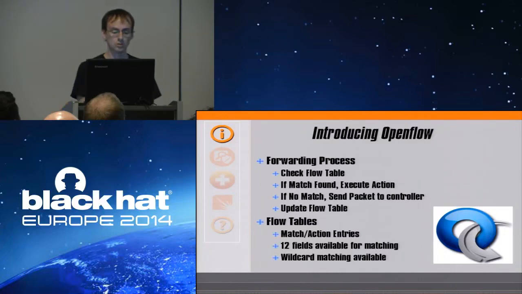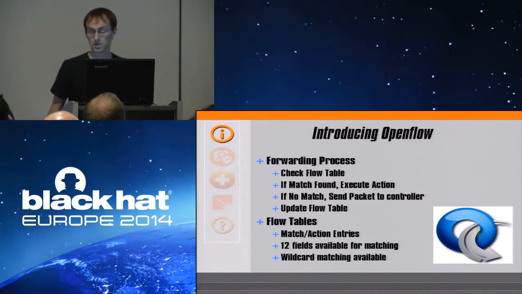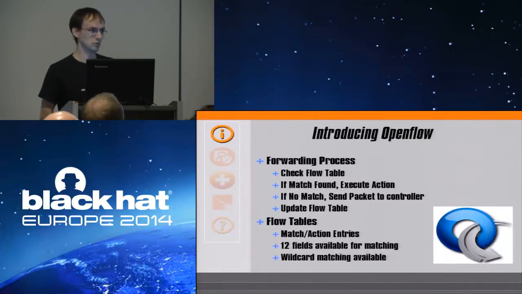Okay? Now these flow tables, they are very much, as I said, like firewall rules. Match action entries, 12 fields available for matching, and wildcard matching available. So you can instantiate rules for groups of packets, not just individual packets.